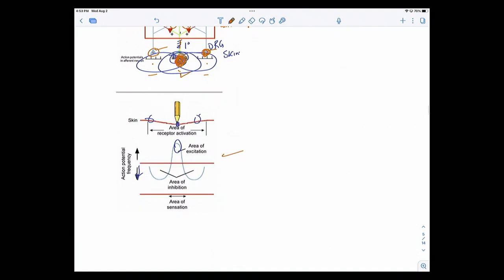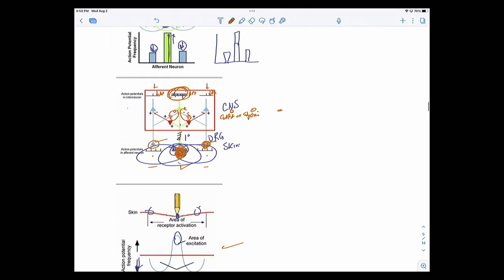And again, a kind of summary cartoon that shows that. So again, that's a very important concept, lateral inhibition. It has everything to do with these internuncial neurons.